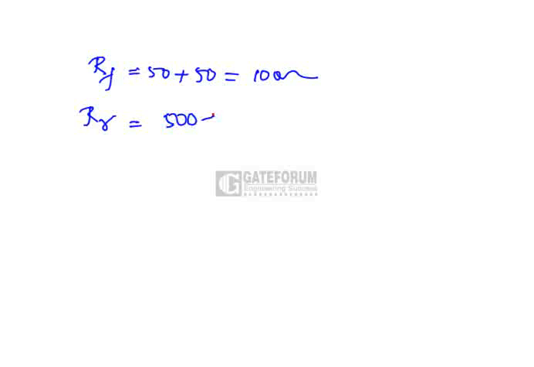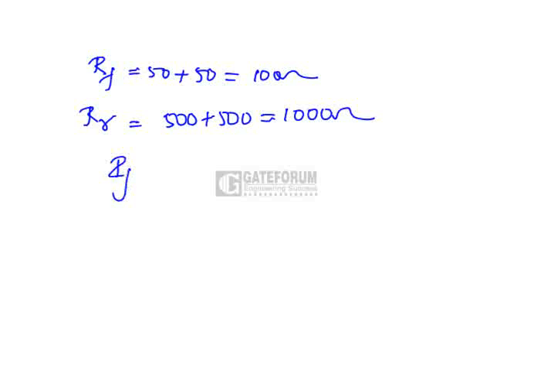Since the resistance values in the forward direction are 50 ohms and in the reverse direction he has given 500 ohms, what is the total resistance in the forward direction? This is 50 plus 50, which is equal to 100 ohms, whereas in the reverse direction, let us take it as RB, the backward resistance, 500 plus 500, which is equal to 1000 ohms.